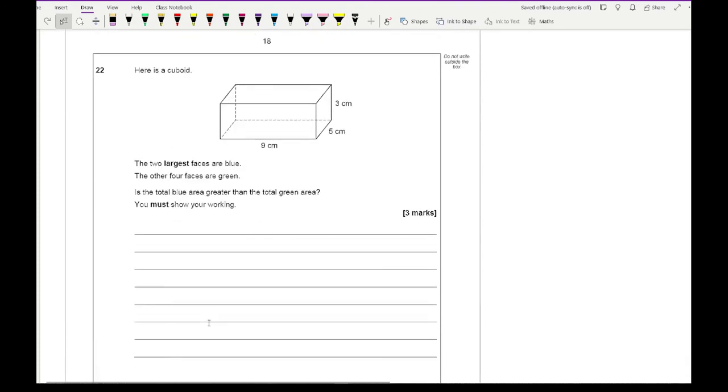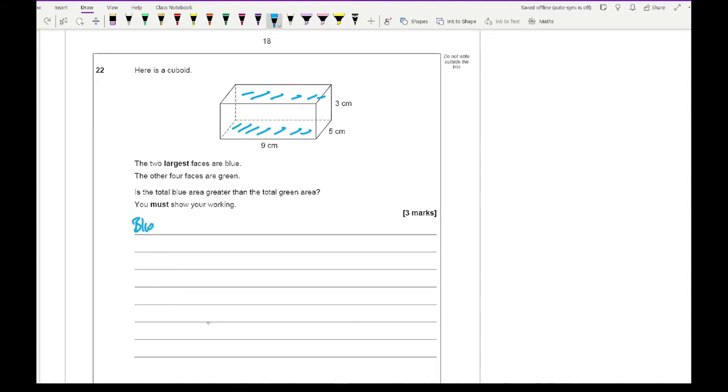For question 22, it says here is a cuboid. The two largest faces are blue. The other 4 faces are green. Is the total blue area greater than the total of the green area? So let's first of all work out what the blue area is going to be. Now, the two largest faces, as you can see, are going to be the bases at the top and the bottom, the two flat surfaces. So this here and this here. They're going to be our largest faces.